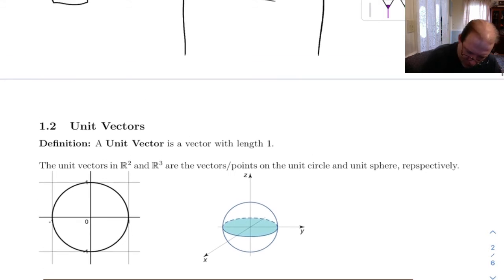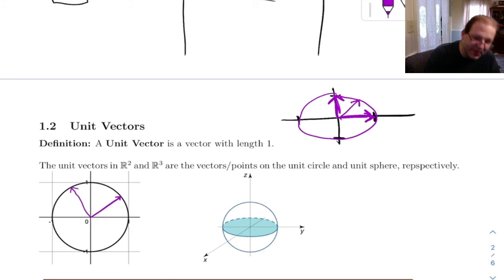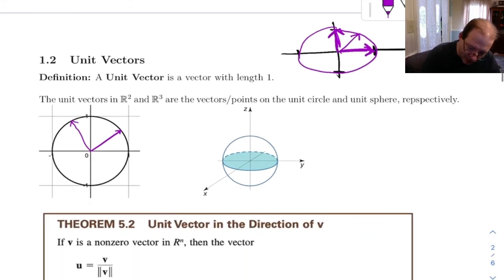So, the first things you'll probably think of if you think of a unit vector would be things like the standard basis vectors. Like this is a unit vector. This is a unit vector. But so is this. Really, anything that lies on this circle. So in R2, unit vectors are the ones that lie on the unit circle. And in R3, it would be anything that lies on the unit sphere.